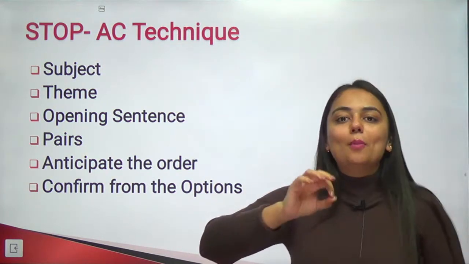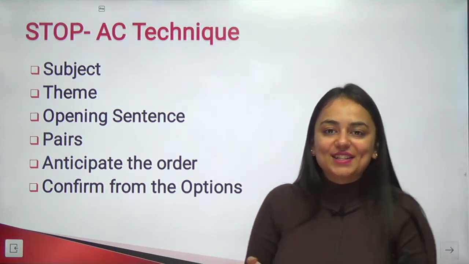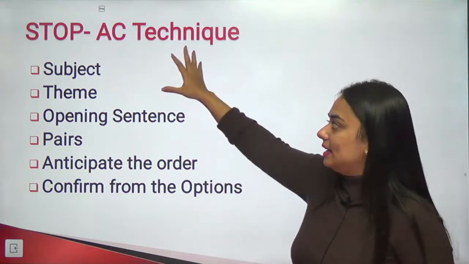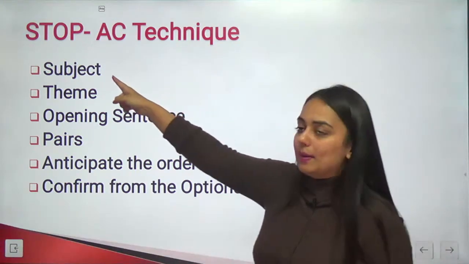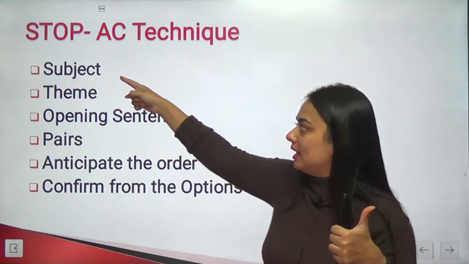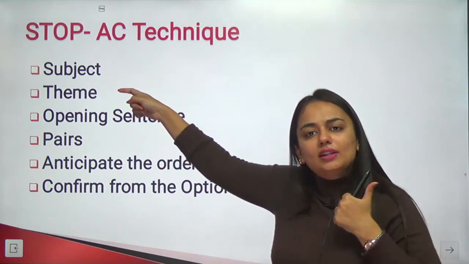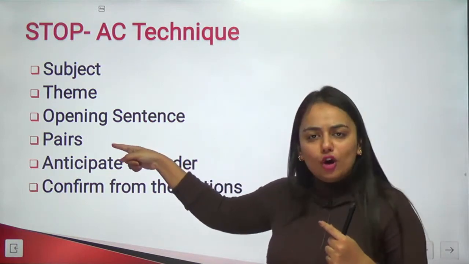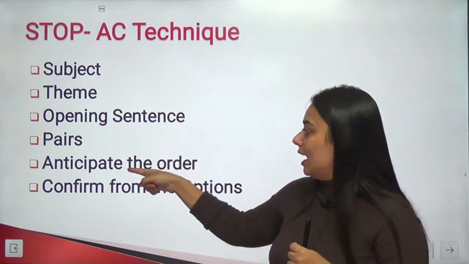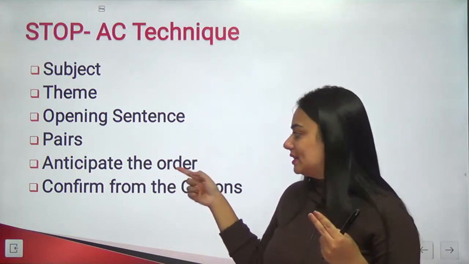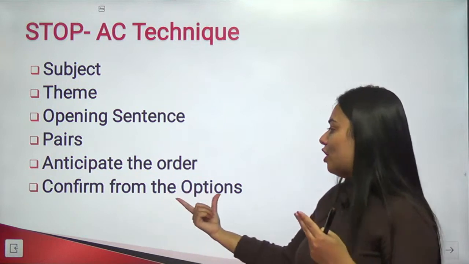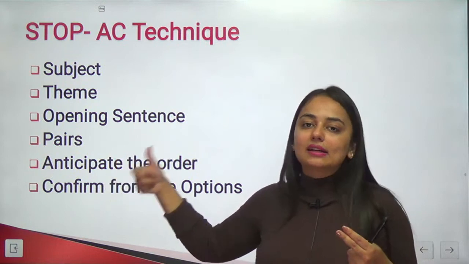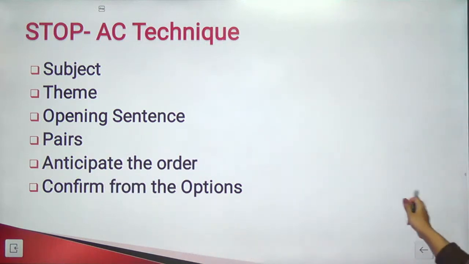The acronym is STOP AC, though it's time of starting AC now, but it is for sentence rearrangement questions. Now, the STOP AC technique stands for S is for the subject area. You guess the subject area of the sentences. You guess the recurrent theme that is prevalent in all the sentences. You guess the opening sentence after that. You form certain pairs and keep them aside. Anticipate the order on your own once, and then if there are options, you can confirm it from the options. So STOP AC stands for this. You can remember this acronym. It will be helpful for you to deal with these questions.